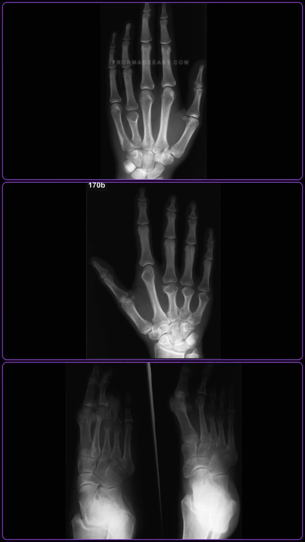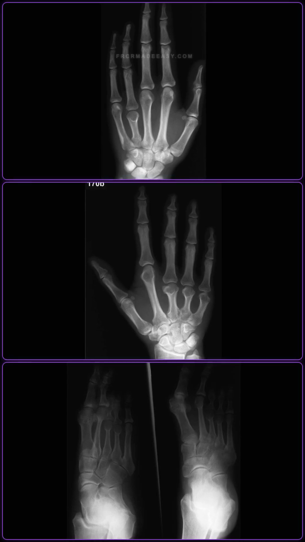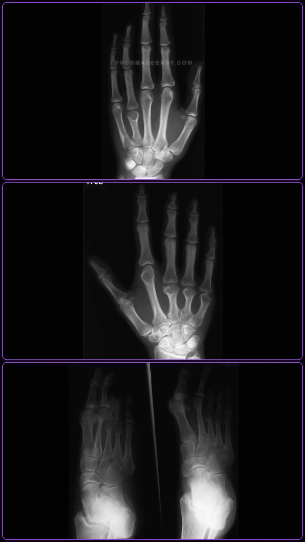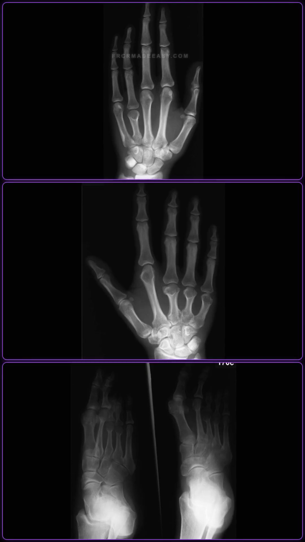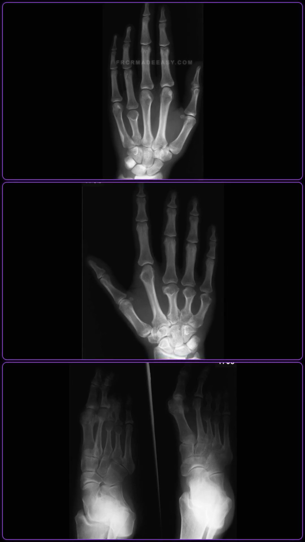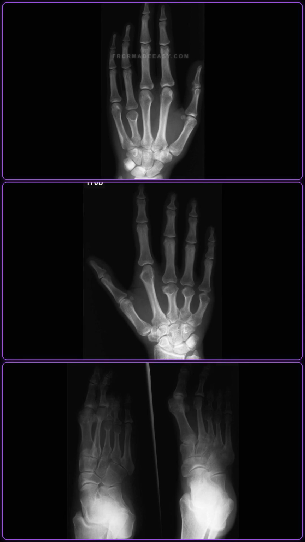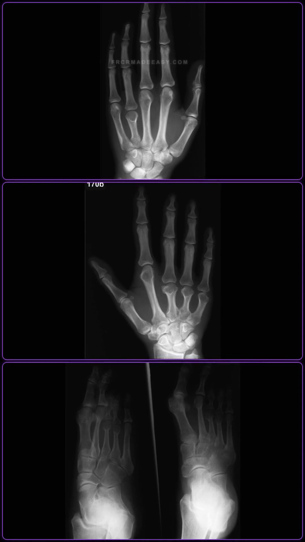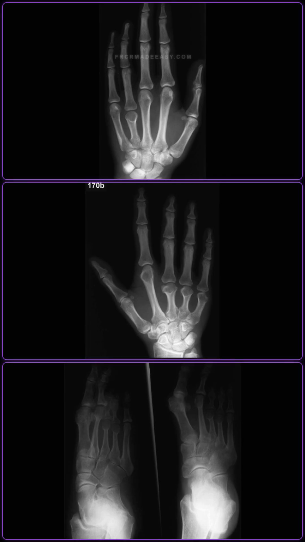Differentiate between pseudohypoparathyroidism, pseudopseudohypoparathyroidism, and Turner syndrome. Pseudohypoparathyroidism is a congenital endocrine disorder where there is end organ resistance to parathyroid hormone, resulting in hypocalcemia and hyperphosphatemia. Clinically, patients present with a short obese stature, round face, abnormal dentition, and short metacarpals.